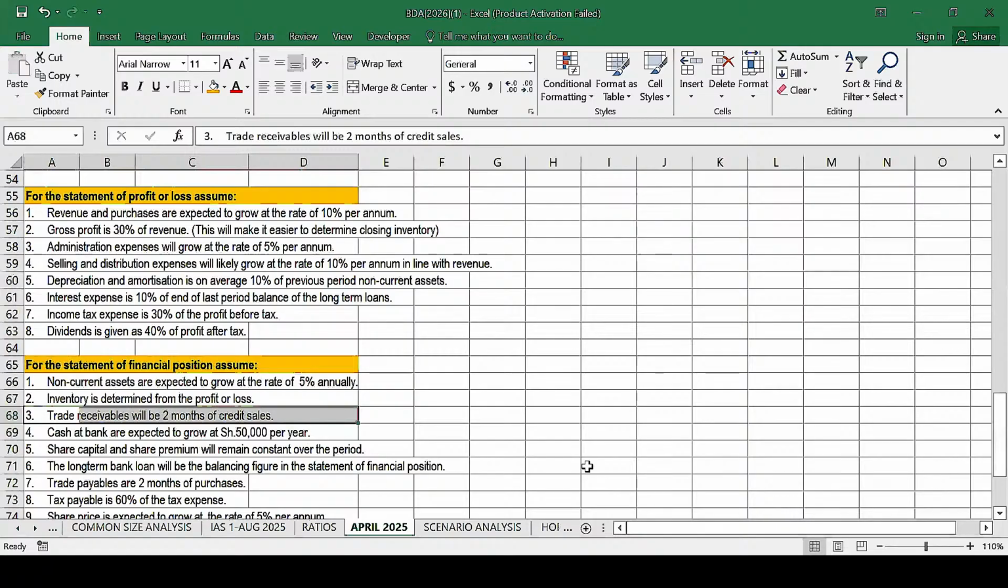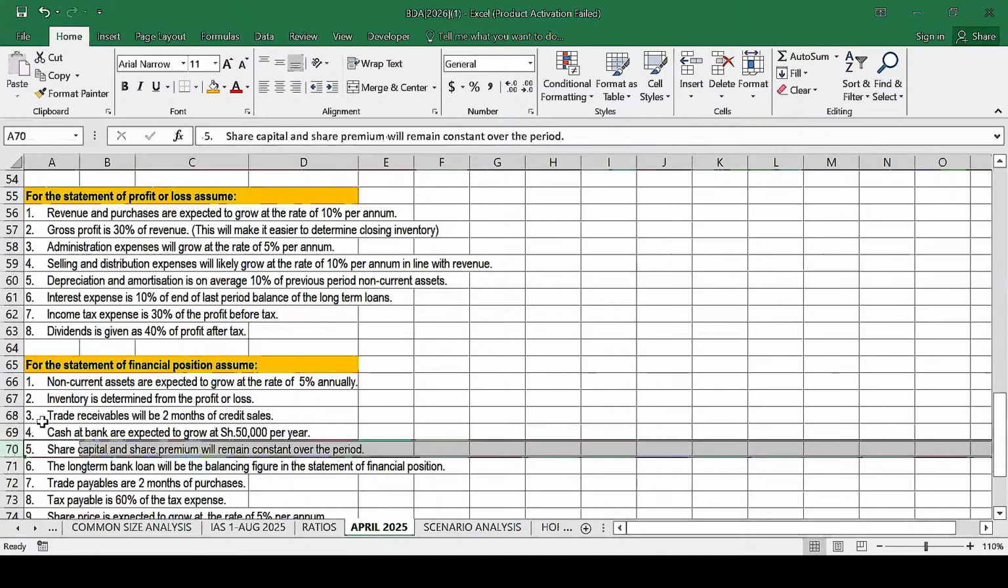But basically, it's something you came across in financial management. Yes, and then you're told the cash at bank are expected to grow at 50% per annum. The share capital, I've said you keep on thinking about this one.